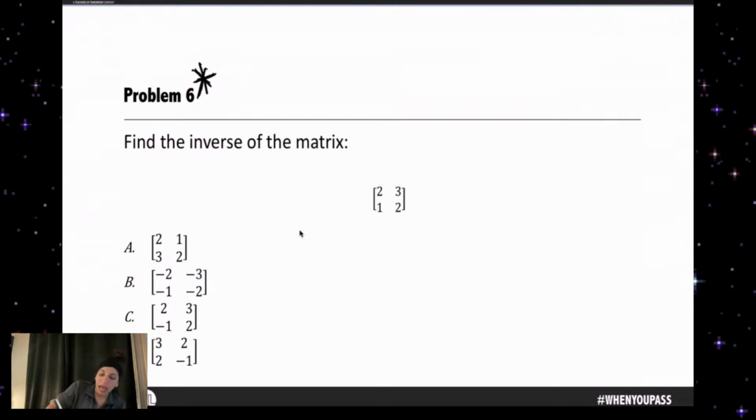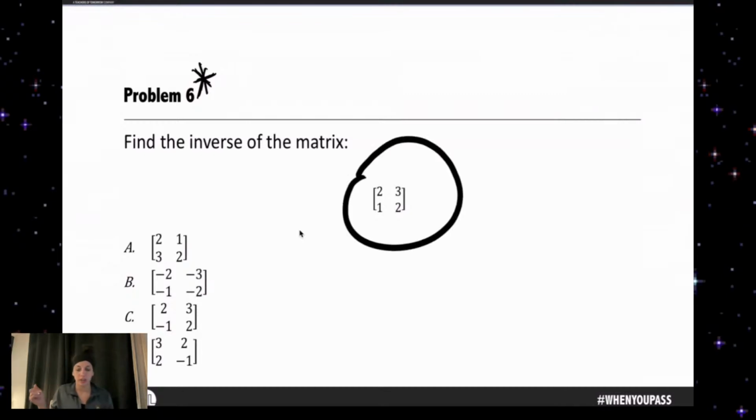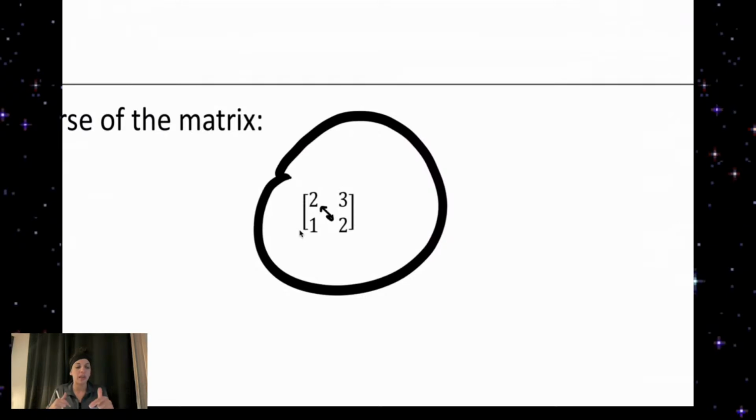So I'm going to take my original matrix, which is 2, 3, 1, 2. And I am going to flip these, but in this case, it's a 2 and a 2, so flipping them is not really going to do a whole lot, but that's okay. I'm going to flip those so I have a 2 and a 2. And then I'm going to flip these and multiply them by -1. So this becomes a -1 and this becomes a -3. Are you following?